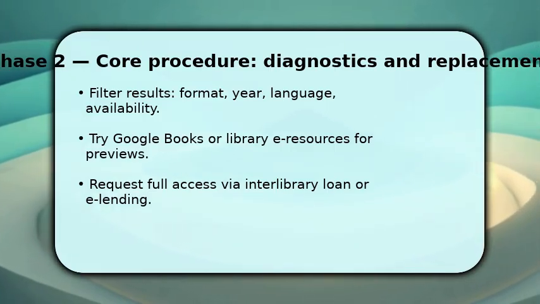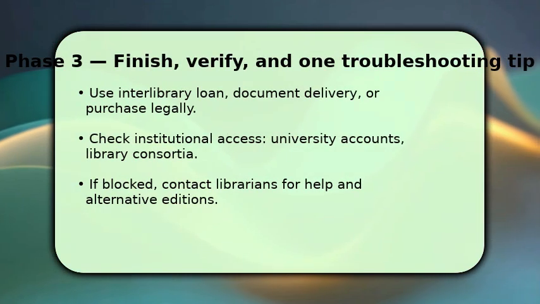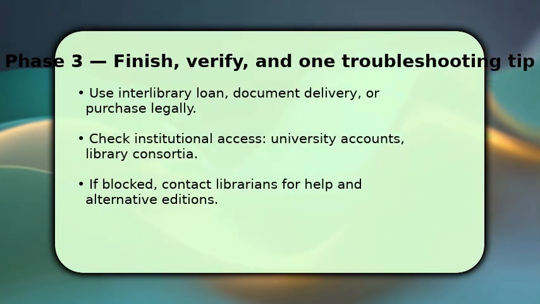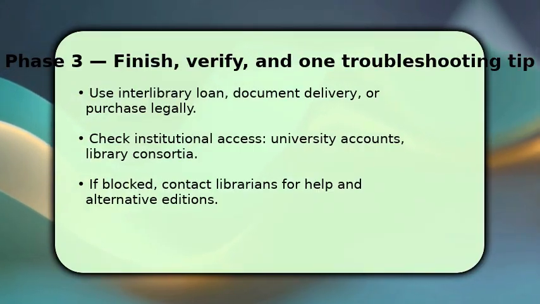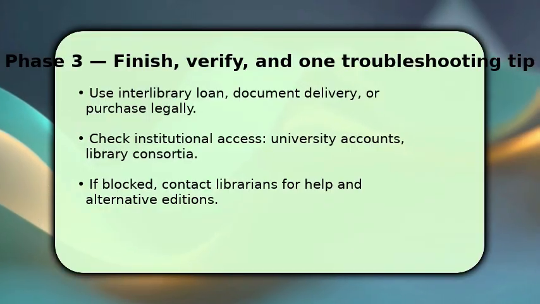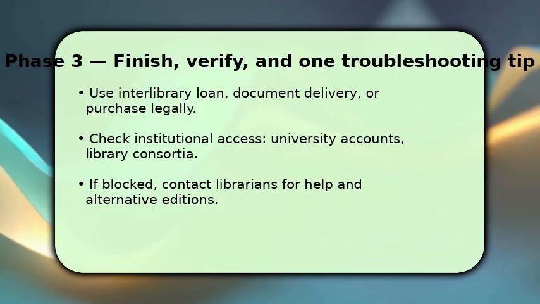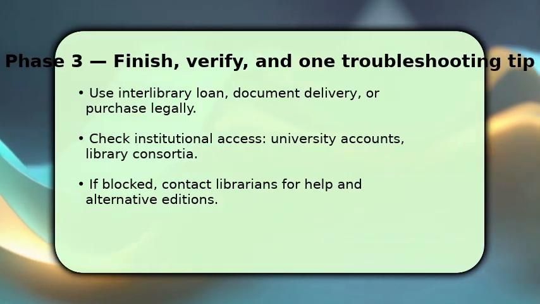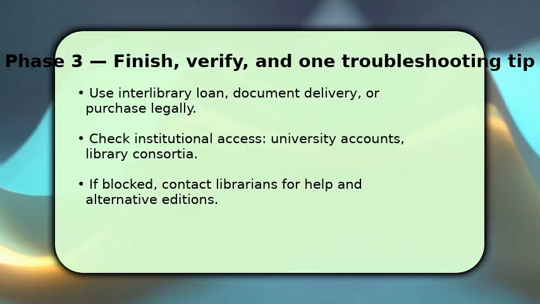Finalize access by borrowing digitally, or purchasing from authorized sellers. If you hit paywalls, check institutional or alumni accounts for subscriber access. Many universities provide campus VPN access to e-resources. If the book still isn't available, contact a librarian. They can suggest alternative editions, chapter scans, or request digitization. If something goes wrong, make sure you note error messages and availability dates before escalating.